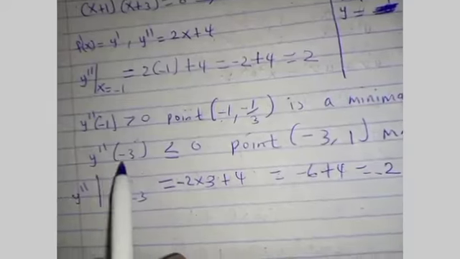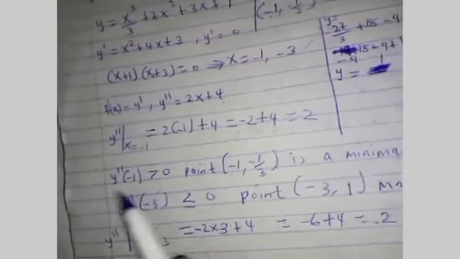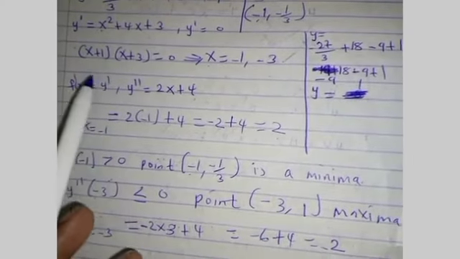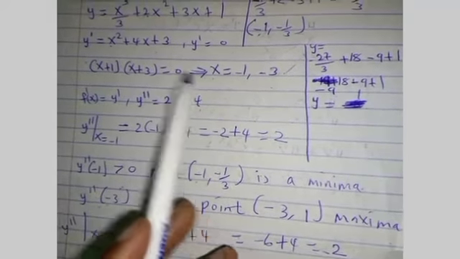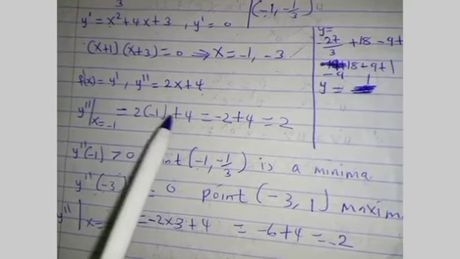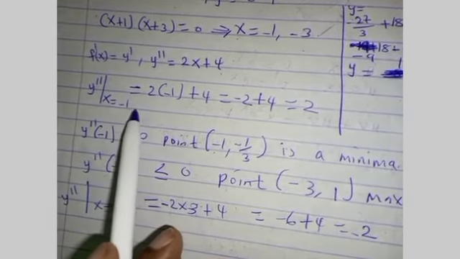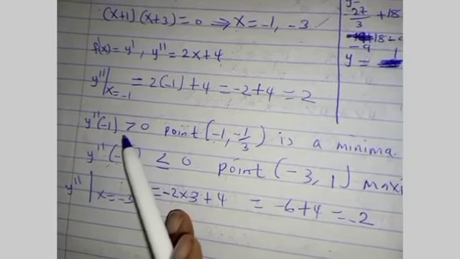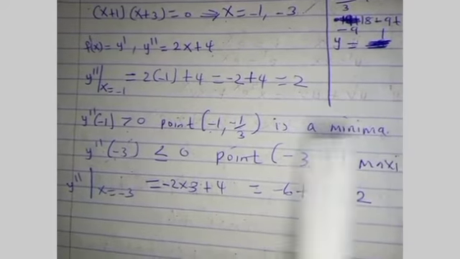So that is how you use calculus to determine whether a point is a maxima. What you do, first of all, get the derivative. Once you get the derivative, find the value of x at the maximum point, where the gradient is equal to 0. So equate this to 0 to obtain the value of x. Then get the second derivative, substitute the value of x at x is equal to negative 1. This is negative 2 plus 4, 2. Then because this one is greater than 0, that means that one is a minimum point.